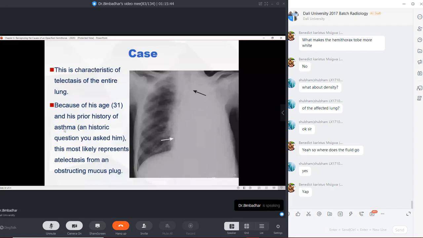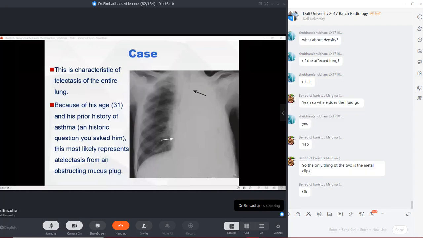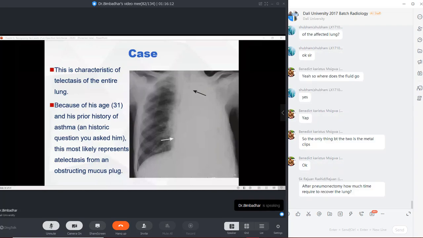Write the differentiating features. What are the differences between pneumonectomy and obstructive atelectasis? What is the difference between obstructive atelectasis and pleural effusion? Or what are the differences between the two? The only thing between the two is metal clips and absence of rib as well, Benedict. There is no rib shadow and also metal clips are present.